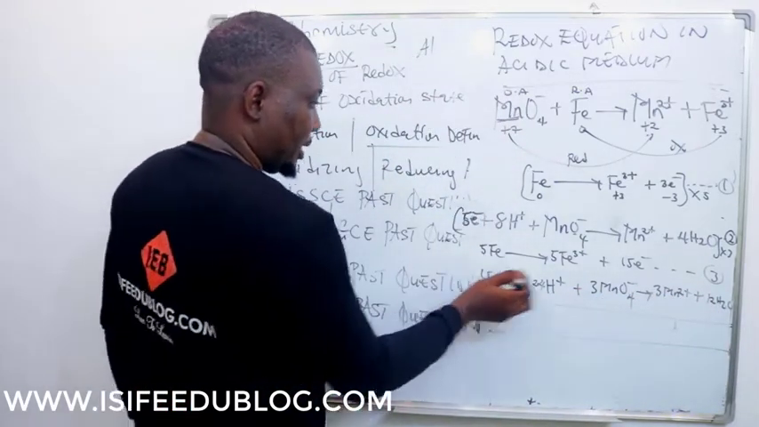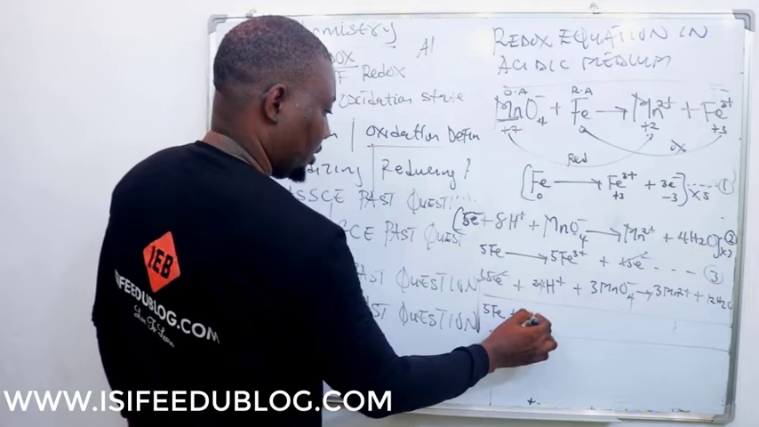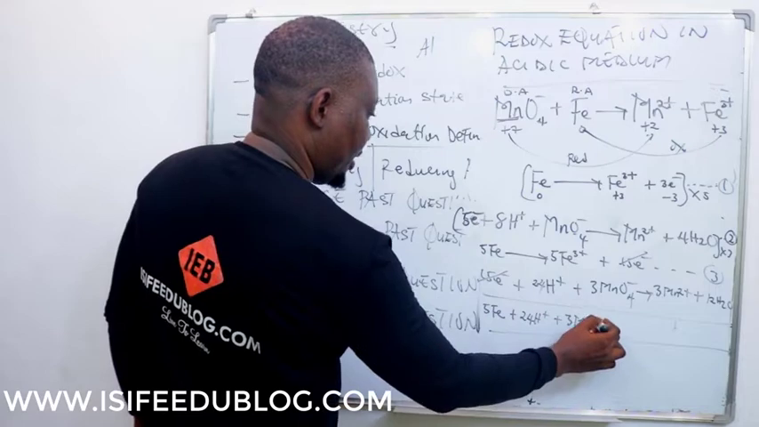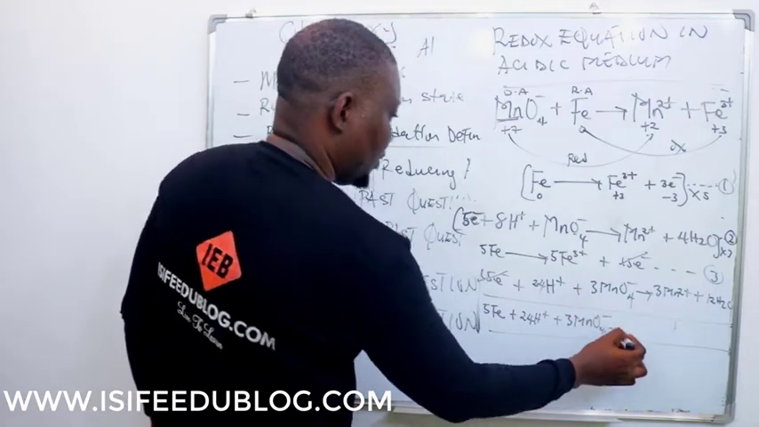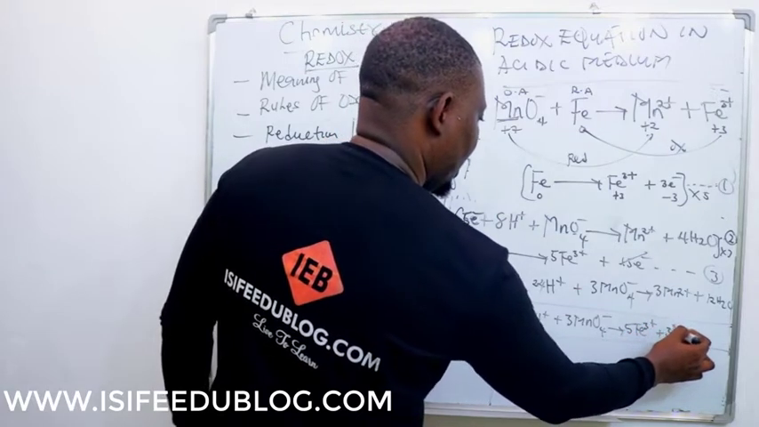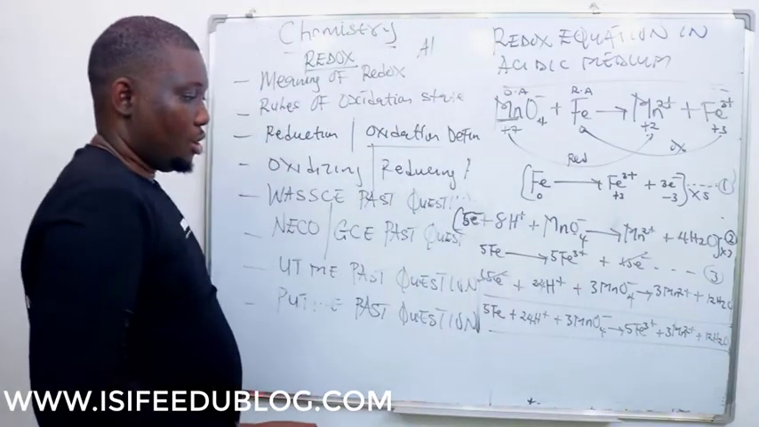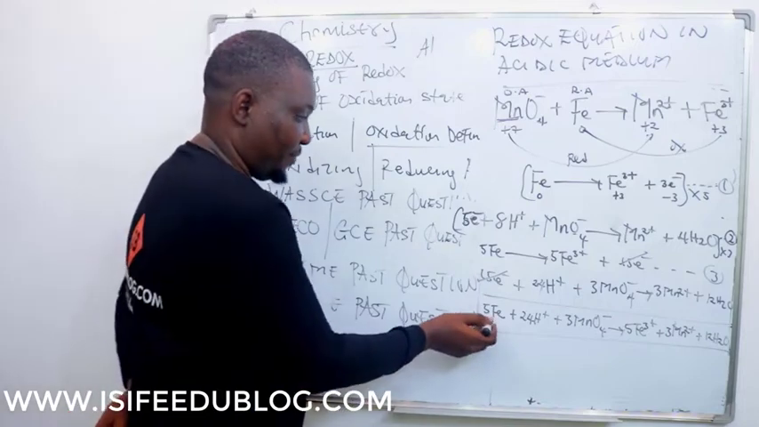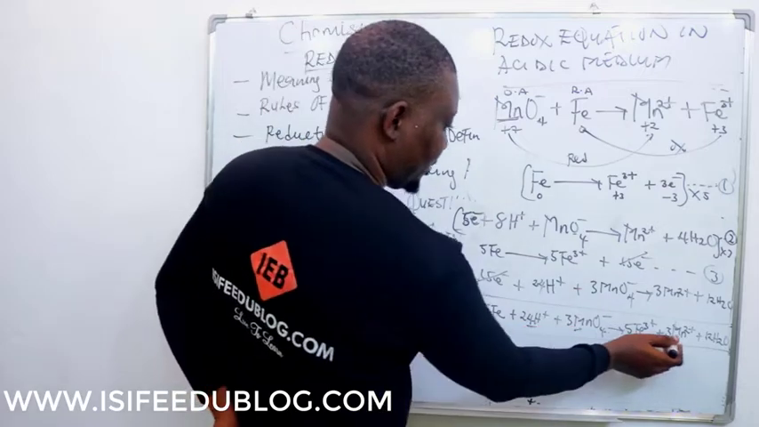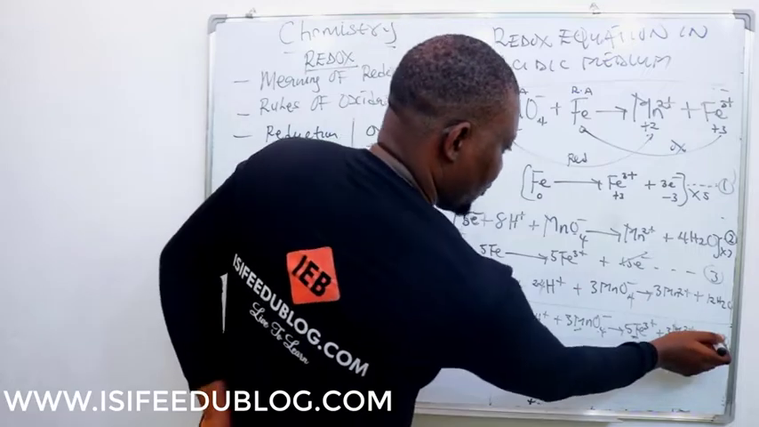We're going to have this now to cancel. So the reactant will be 5Fe plus 24H plus 3MnO4 minus. Here we have 5Fe3+, 3Mn2+, 12H2O. Okay, let's check whether the equation is balanced. We have 5 of this, 5 of that, very balanced. You have 24, 12 times 2 is 24, balanced. 3 Mn, 3 Mn, and 12 oxygen here. I think we have 12, balanced.